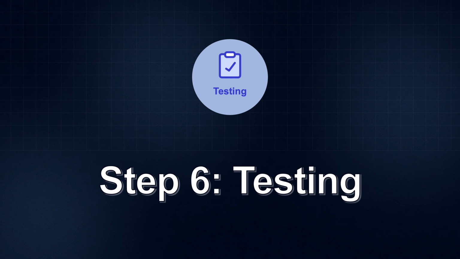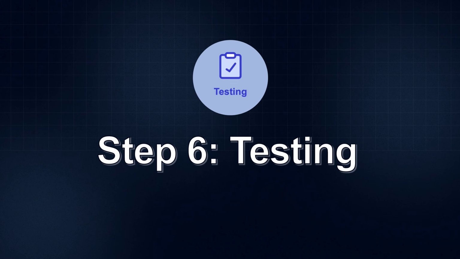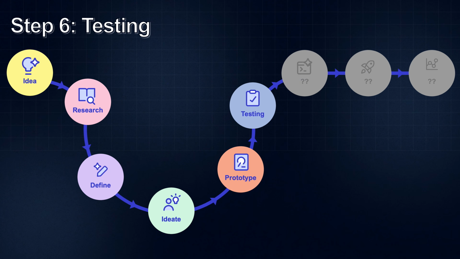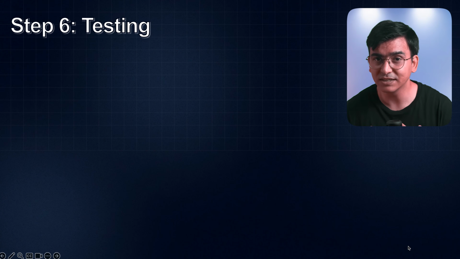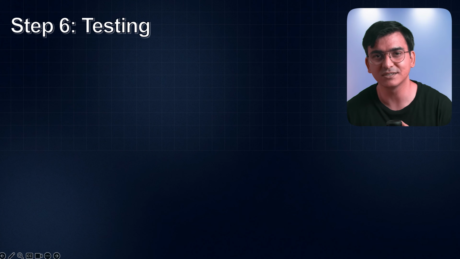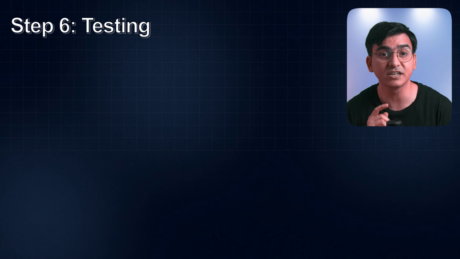Step 6. Testing. Once the prototype of the proposed solution is created, we will need to test this prototype with our actual users to validate if it solves their problem. This step also comes under the purview of research, and accordingly, we will need to follow the research process mentioned earlier in our research section.